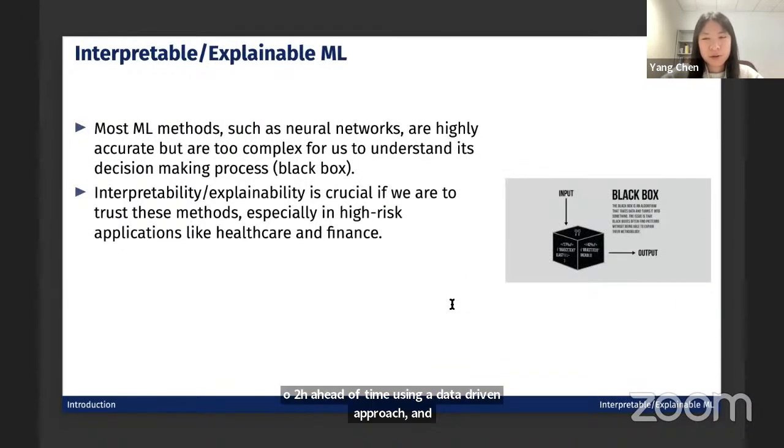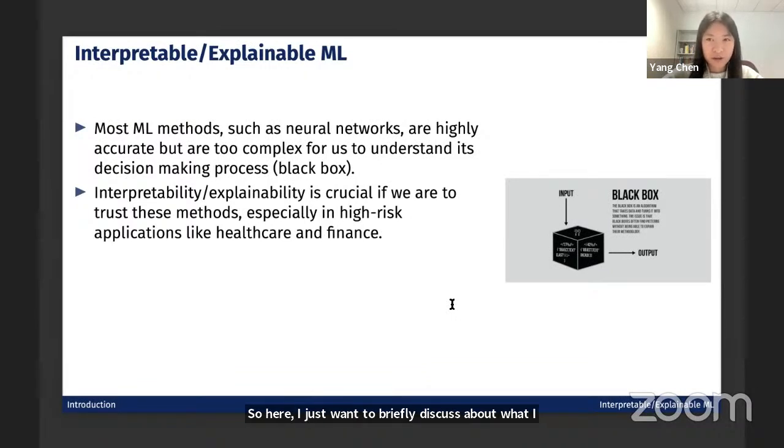So here I just want to briefly discuss what we mean by interpretable or explainable machine learning algorithms, why we care about them, and in what circumstances we want to use them. Most of the machine learning methods, such as neural networks, which are the most famous, convolutional neural networks, residual neural networks, and long short-term memory neural networks, are widely adopted in space weather.